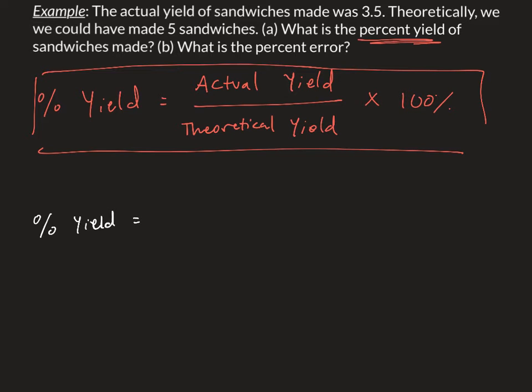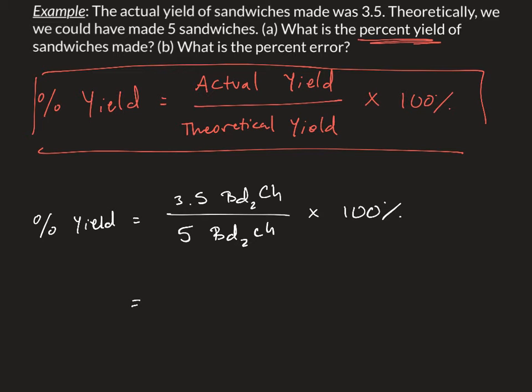Okay, so in actuality, we were only able to make 3.5 sandwiches, right? Theoretically, with all the bread, with the 10 slices of bread that we had, we could have made 5 sandwiches. Now, 3.5 divided by 5 times 100%, when you plug that in, that gives you a value of 70%. So our percent yield was 70%.